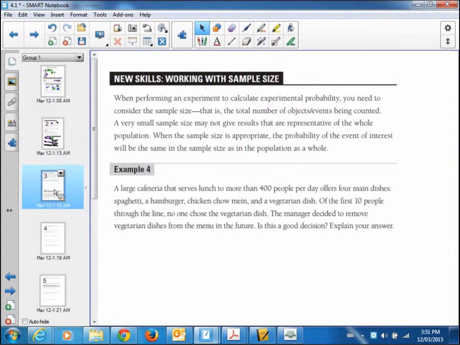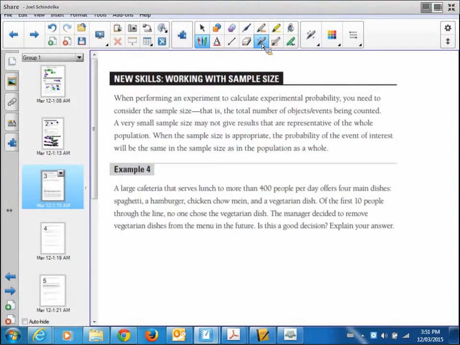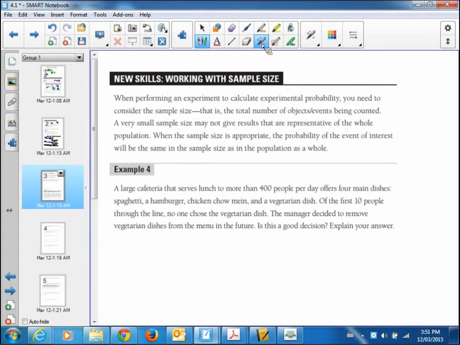Let's see if there's something else we need to try. Yeah, let's work the sample size here. Okay, so we'll read along here a little bit. When performing an experiment to calculate experimental probability, you need to consider the sample size, the total number of objects or events being counted. A small sample size might not give you results that are representative of the whole population. When the sample size is appropriate, the probability of the event will be the same as in the population as a whole.